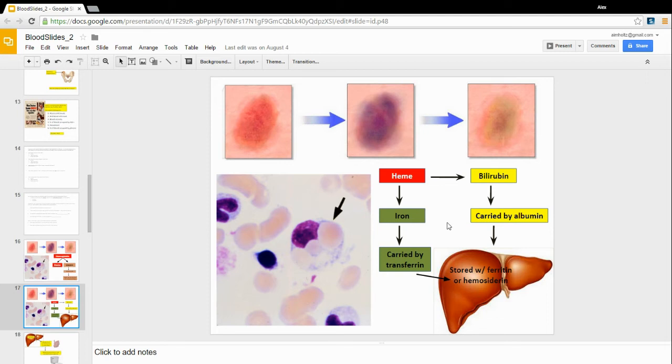Iron is kind of toxic. If it's just floating around by itself, you don't want that. Then ultimately, the iron needs to go back and be incorporated into your muscle cells or back into red bone marrow to make more red blood cells. Okay, so that's the recycling of iron.